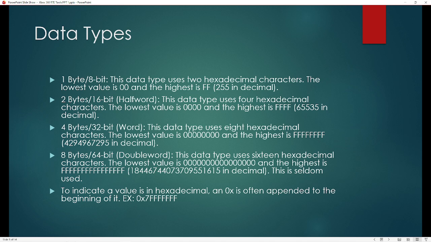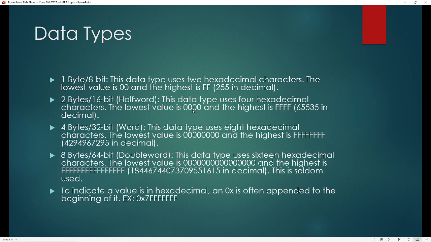So we have data types here. You might have heard some of these before. If you've heard 8-bit or 1 byte, this data type uses 2 hexadecimal characters. The lowest value is 00, and the highest value is FF, which represents 255 in decimal. Then there's 2 bytes, also known as 16-bit, also known as a half word. This data type uses 4 hexadecimal characters, so 1 byte, 2 byte.